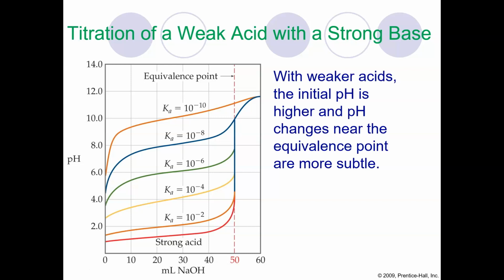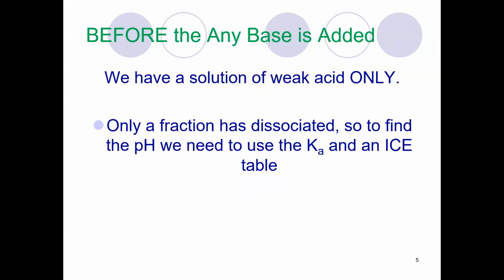We don't see big differences in their pH or the titration curves, but with weak acids, there's a range depending on their Ka values. So the titration curves all look pretty much the same, but they kind of level out a little bit the weaker the acid gets. Okay, so first calculation is going to be before any of the base is added.